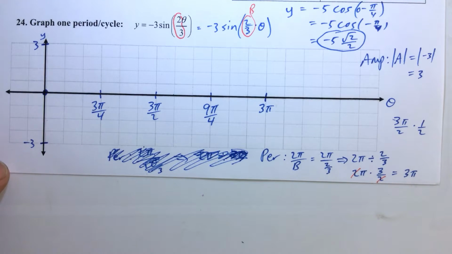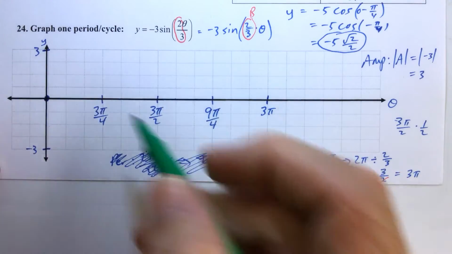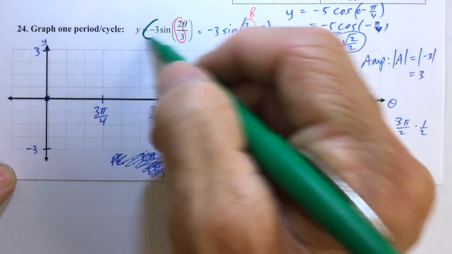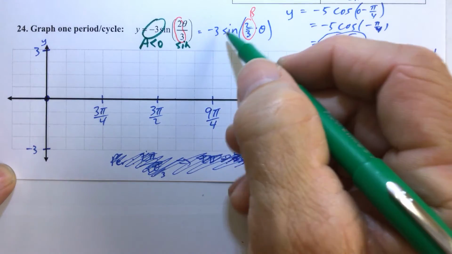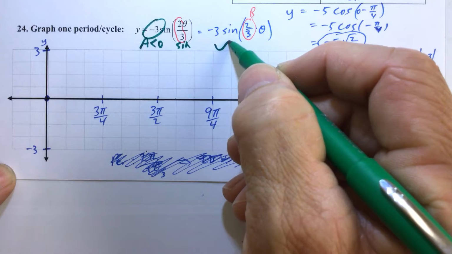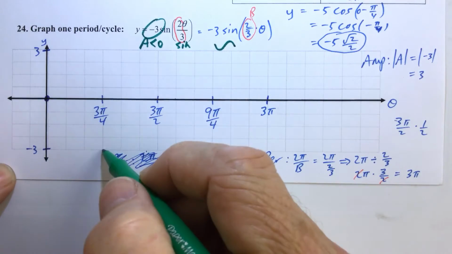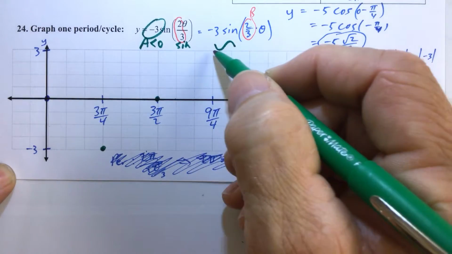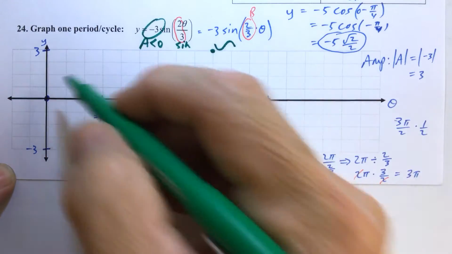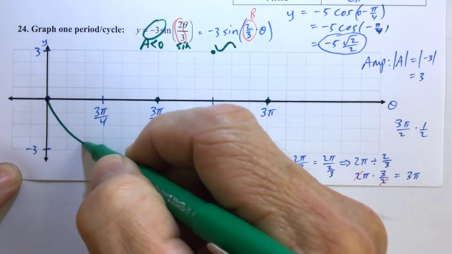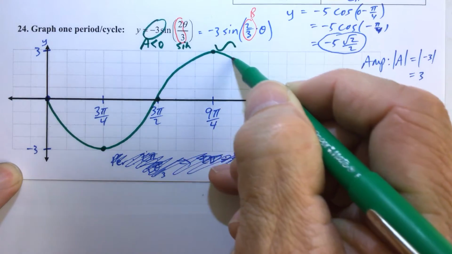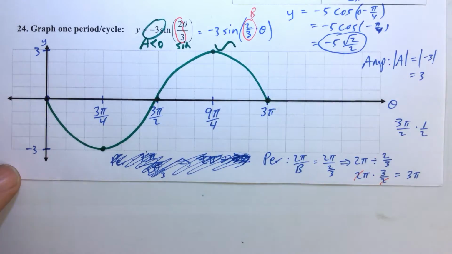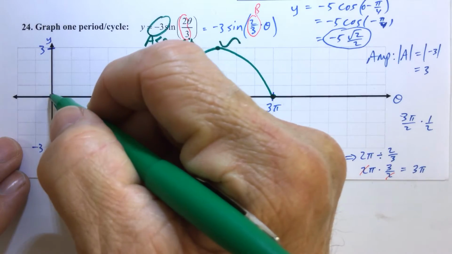And then we plot the 5 key points that correspond to the parent function. We already have the first one. Remember that a is negative and we have a sine, so it goes down first and then up. So we're going to go down here first, then back up, and then back down. We go down like this and connect the dots with a nice smooth curve. And so that is it.